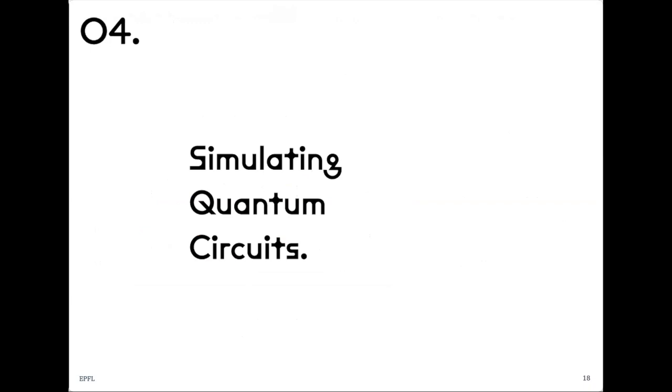Okay, so I don't know how much time I have left. I guess in the last 5 minutes, I will tell you about another family of applications, which is closer to the second part of the lectures last week, which was about simulating the dynamics of quantum systems. And indeed, the dynamics of quantum systems is very closely related to what we call quantum circuits.